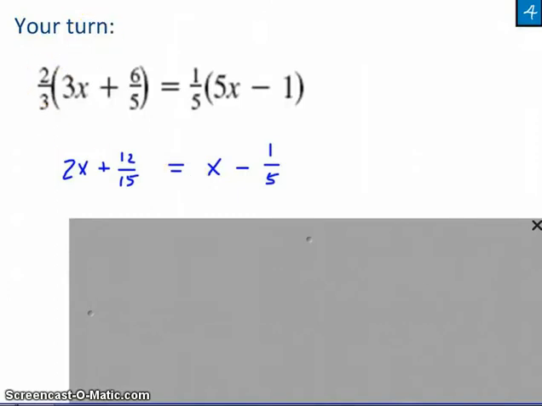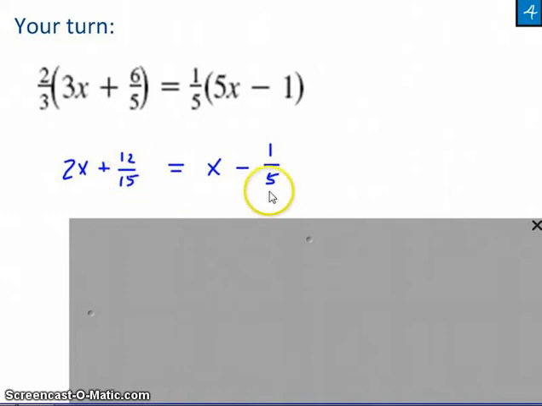First of all, and this one is a challenging problem, I distributed the 2/3 through. 2/3 times 3x is 2x. 2/3 of 6/5 becomes 12 over 15. You might have said it became 4 over 5. That would have been fine also. Let's just say that I left it as 12 over 15 because actually I did. 1/5 times 5x is just x, but 1/5 times -1 is -1/5.